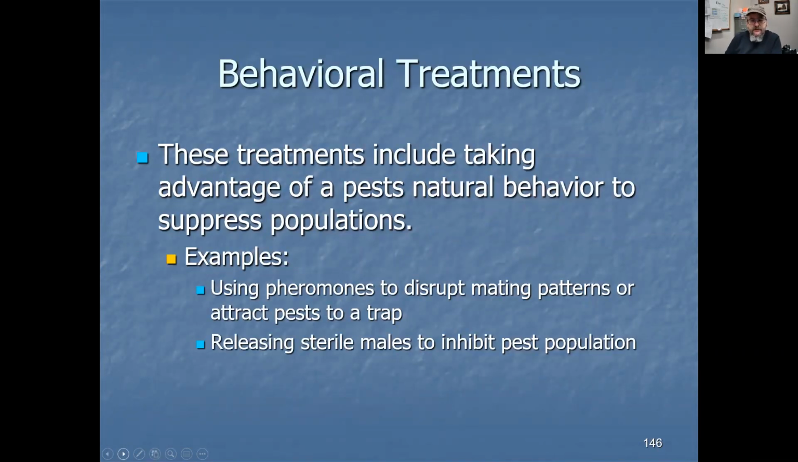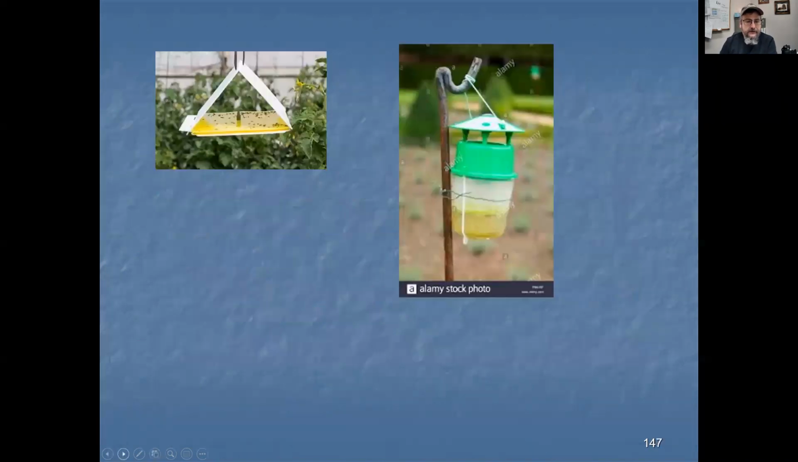Behavioral treatments. These treatments include taking advantage of pest natural behavior to suppress populations. Examples: using pheromones to disrupt mating patterns or attract pests to a trap, releasing sterile males to inhibit pest population. So here's an example of some pheromone traps. So this trap releases a pheromone that attracts a specific pest, and then as they're attracted to it, they get stuck to the sticky board. Another type of trap here.